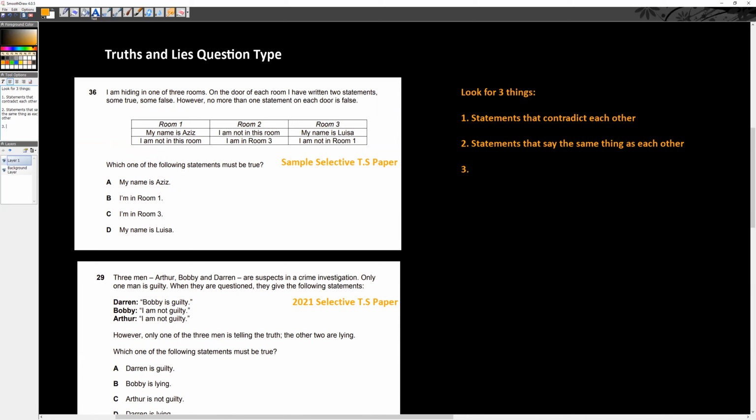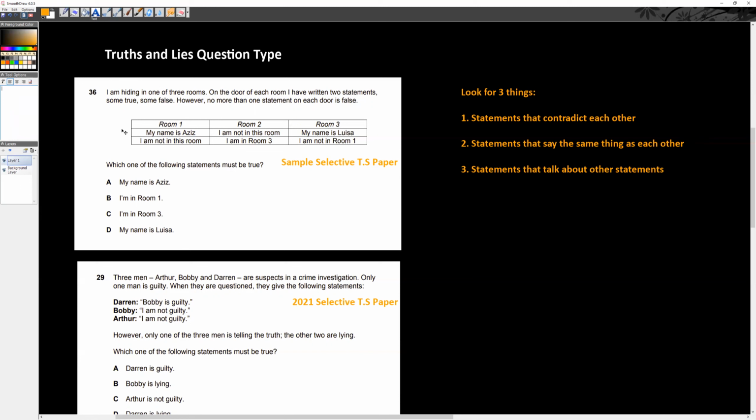The third thing I would suggest all students look out for are statements that talk about other statements, or speakers that talk about another speaker. For example, if there are three speakers and one speaker calls the second one a liar, that's a very good thing to start looking at. That's a very good statement that should catch your eye. And I'll explain the importance and the powerfulness of all three things.